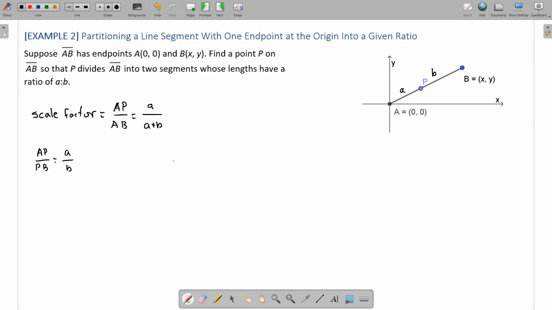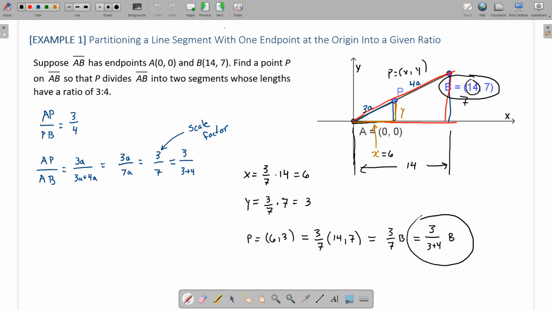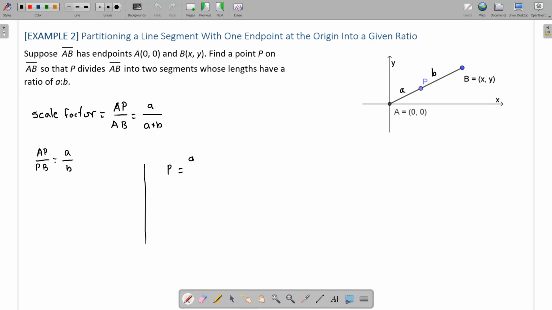So according to what we wrote on the previous slide, to find the coordinates for P, let's go back for one second, all we have to do is take the scale factor and multiply it by the coordinates of B. So it's just going to be a over a plus b times the point B itself. And this really is the answer.